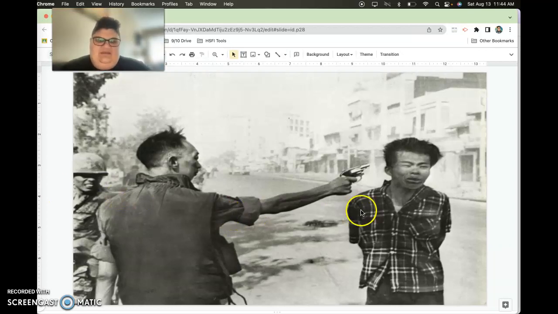Now you might be saying this gentleman in the plaid shirt is the good guy, and this gentleman holding the gun is the bad guy. However, this picture taken during the Vietnam War is actually the opposite. The soldier from the Vietnamese army is the good guy. And this guy is from the Viet Cong. He's the bad guy.